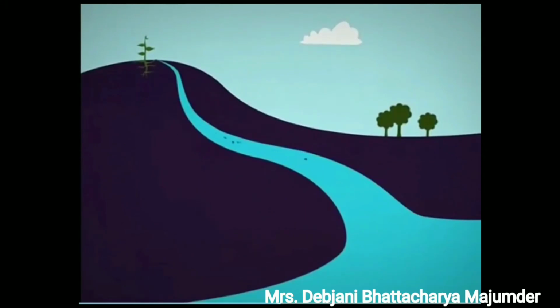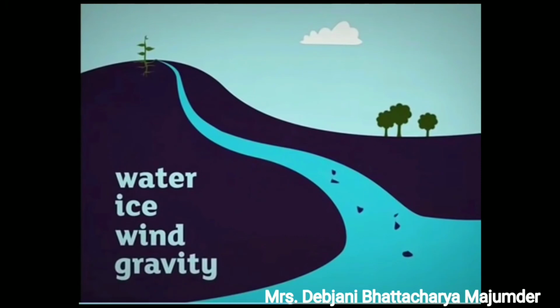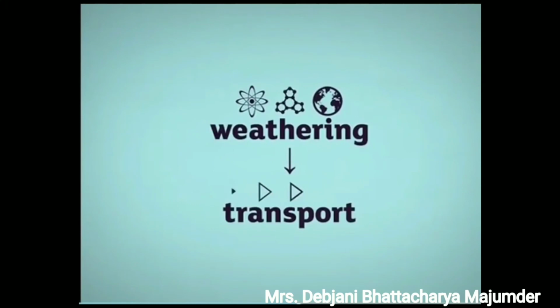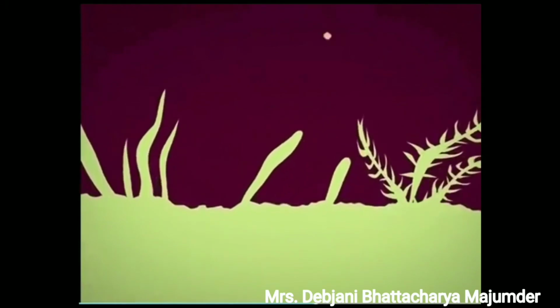By weathering, sediments are formed and they can be moved away and laid down mainly by water, ice, wind and gravity. Weathering and transport, these two processes together are called erosion. These processes mainly happen in the formation of sediments.